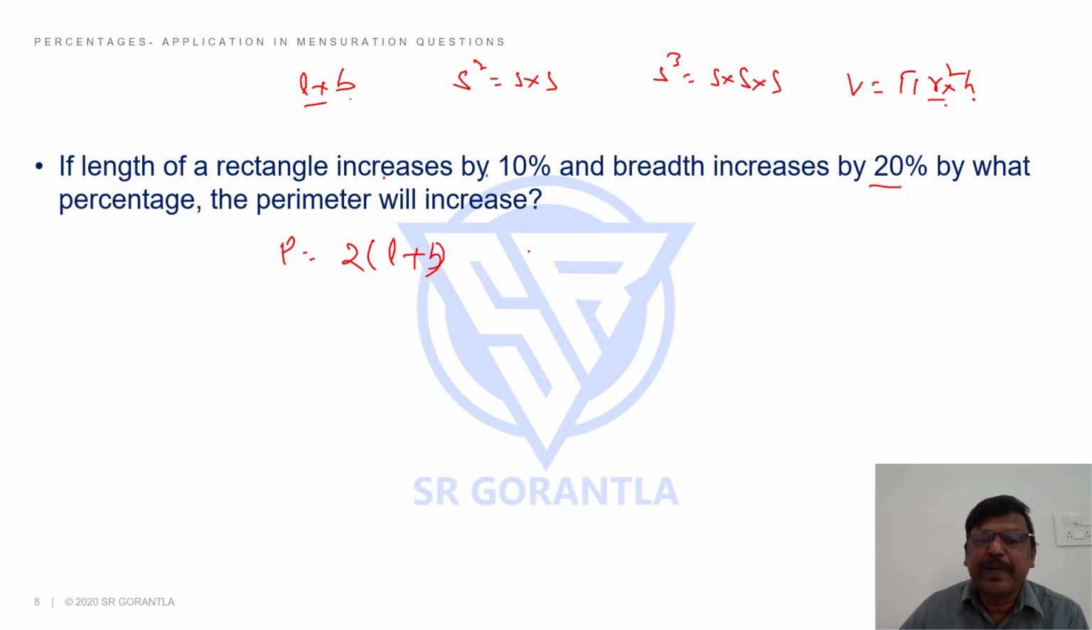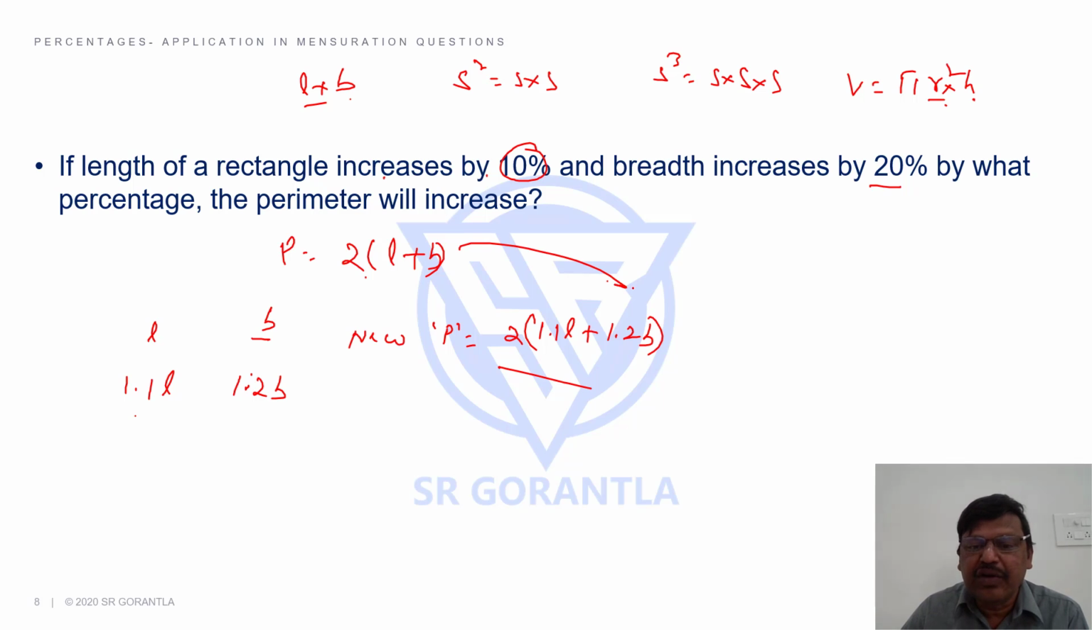Here, length increases by 10%. Suppose if original length is L, the new length is 10% more, it is 1.1 L. 10% more is 110% or 1.1 times of L. If the breadth is B, the new breadth is 120% or 1.2 times of B. Now, what is the new perimeter when I ask you? It is 2 times of 1.1 L plus 1.2 B. You can't try to find what is the growth because you can't take anything common here. Hence, the answer is cannot be determined. You cannot find out.